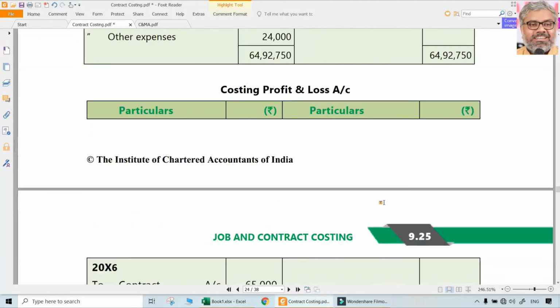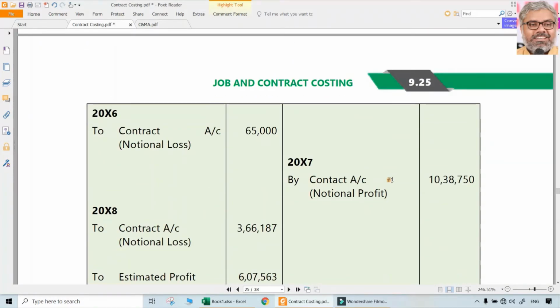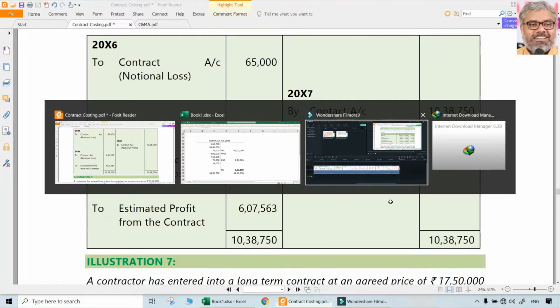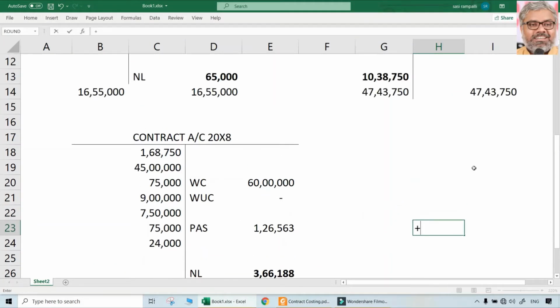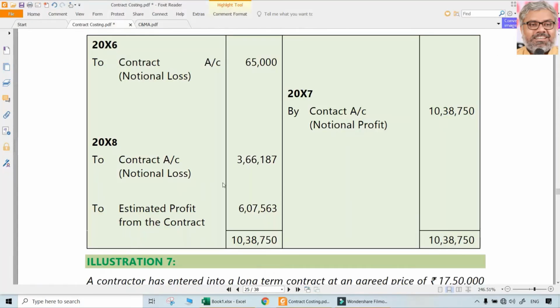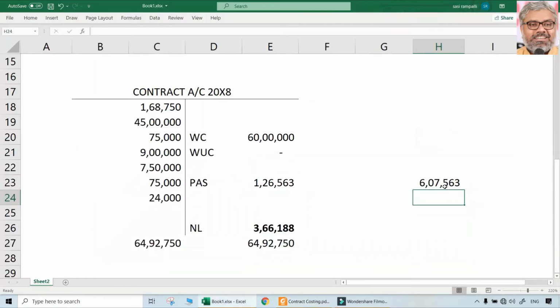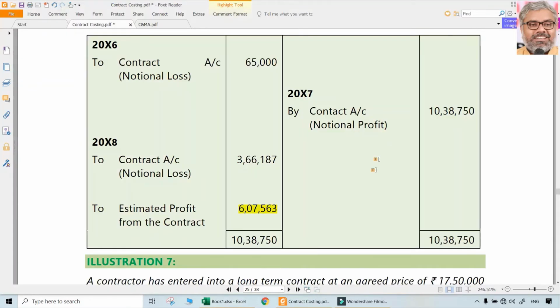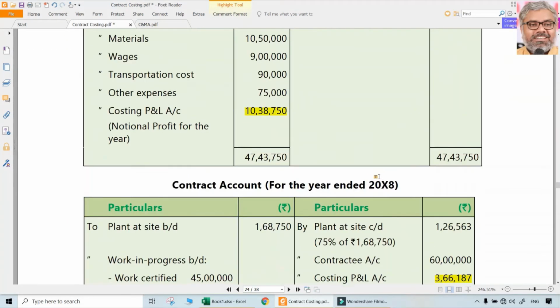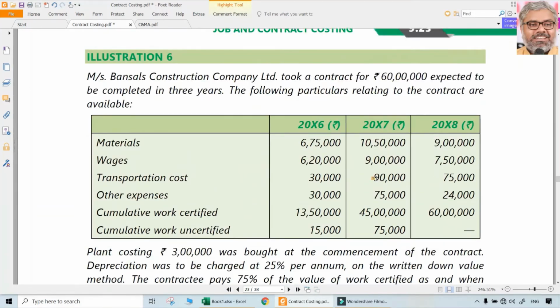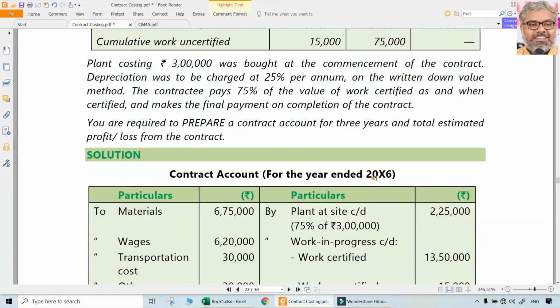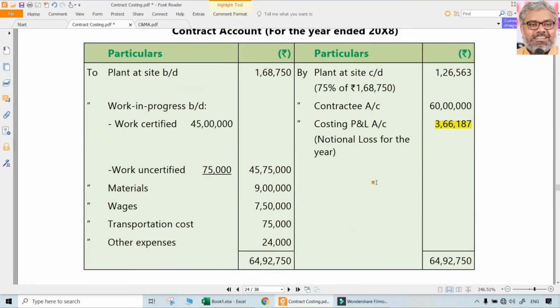These are the three different things, and once you add up all of them, what you get is the estimated profit from the contract. What is the estimated profit? You don't need an account for that separately. First year's loss, second year's profit, third year's loss. Estimated profit will be 6,07,563. That is the final answer for the estimated profit from the contract. That was also asked, so we had to prepare that also. P&L account is not required. Directly you can just prepare it like a statement, no problem. But the other three things, three different contract accounts, we have to prepare, which we have done. That was illustration number 6.